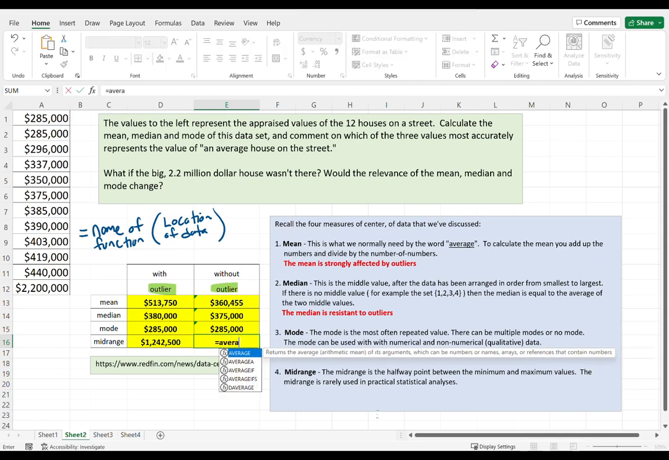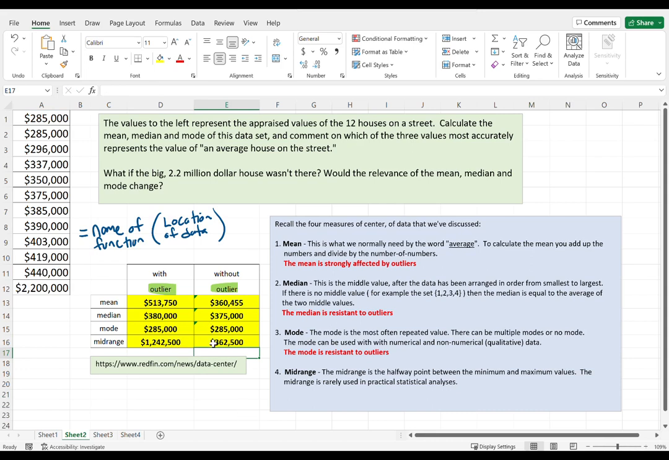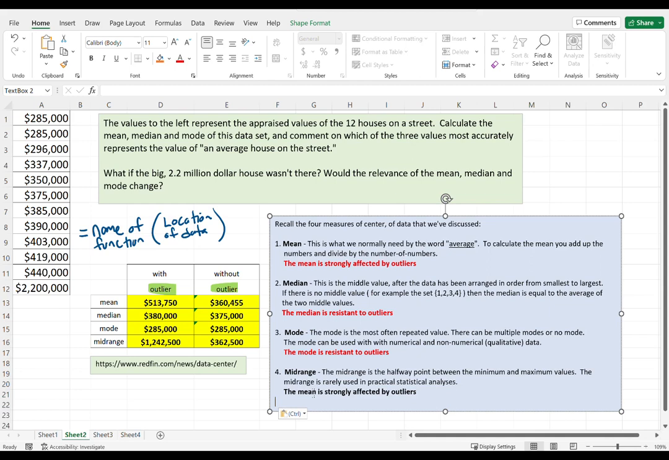So let's say equal average of the 285, comma, the 440. And when we calculate the mid-range without the outlier, we see again a huge difference, almost $900,000 difference. And one of the reasons why the mid-range is not very commonly used is, again, it is strongly affected by outliers.